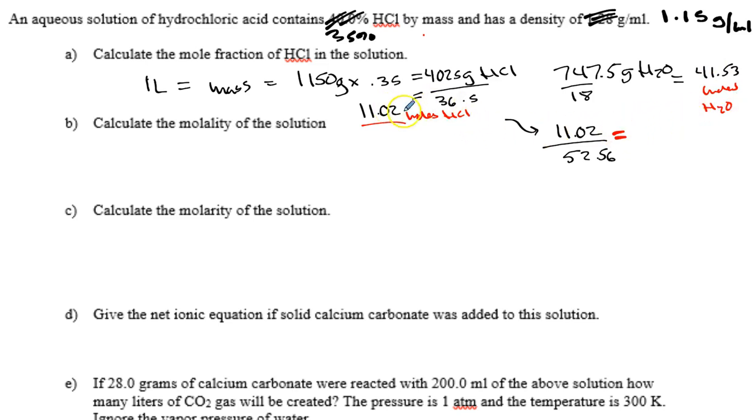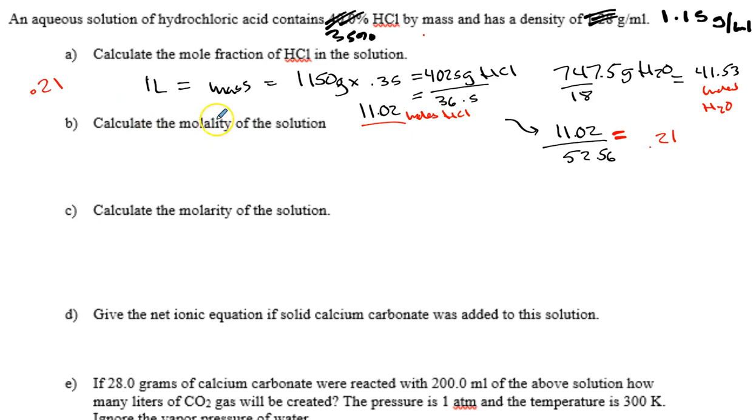Then I took the 1102 on top, I put the total on the bottom, and then I divided, and I end up with 0.2096, we'll call that 0.21 is my mole ratio of HCl. Okay.